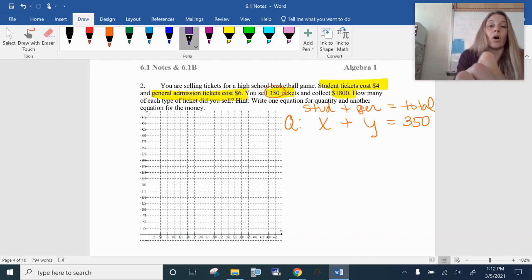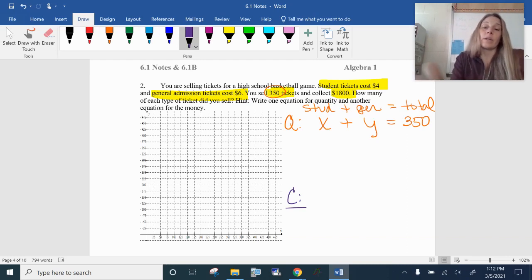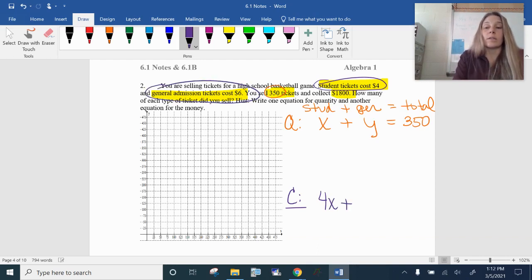Now for your cost, you're just going to put the dollar amounts in front. So student tickets cost $4, so that would be 4X. General admission tickets cost 6, so that would be 6Y. And this time it's going to equal the total dollar amount.